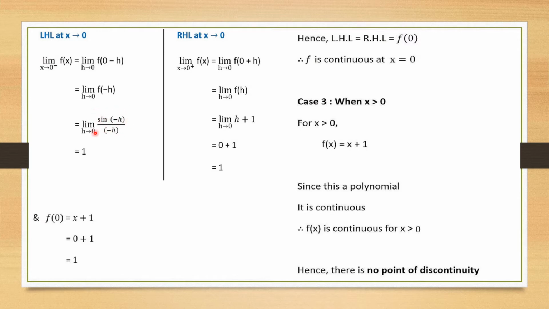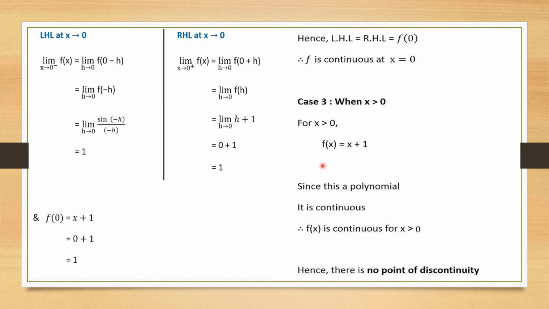It gets cancelled. And in the previous year, in limits, we have done the result that the limit as h approaches 0 of sine h upon h is 1. Okay, so we get it as 1. Similarly for the RHL, put x equal to 0 plus h. As x approaches 0, h will approach 0. So it becomes the limit as h approaches 0 of h plus 1, which is equal to 1. And again f of 0 is 1. So LHL equals RHL equals f of 0. So the function is continuous at x equal to 0.